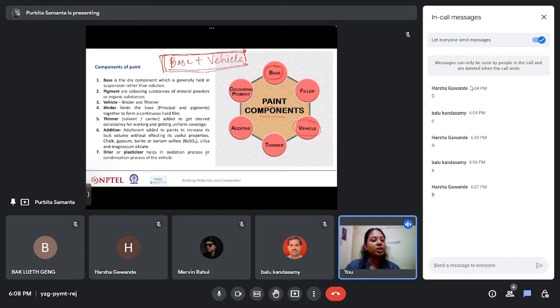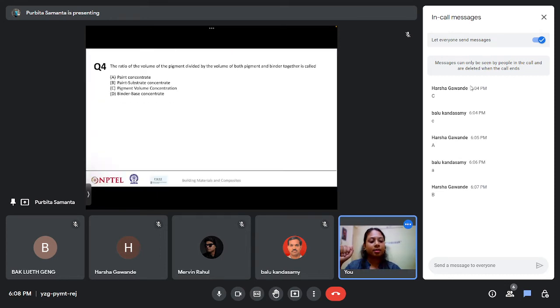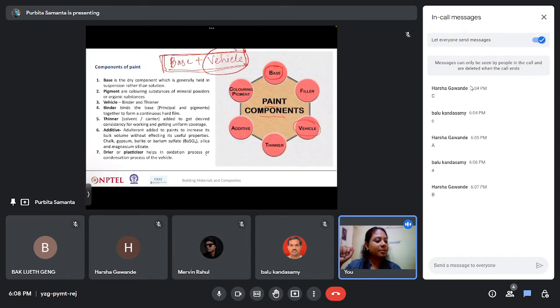Again, when we talk about paint, we have already discussed it's basically the principle of the tri component, which is held in suspension. Then there is something called the vehicle. The vehicle comprises the binder and the thinner. So these are the two things that the vehicle is composed of.